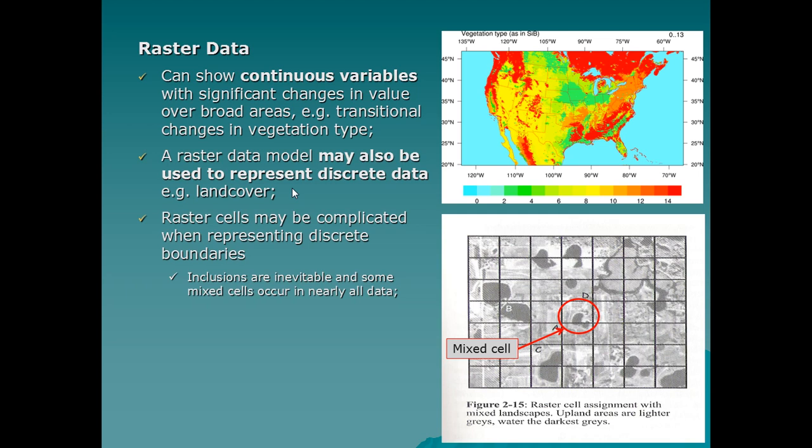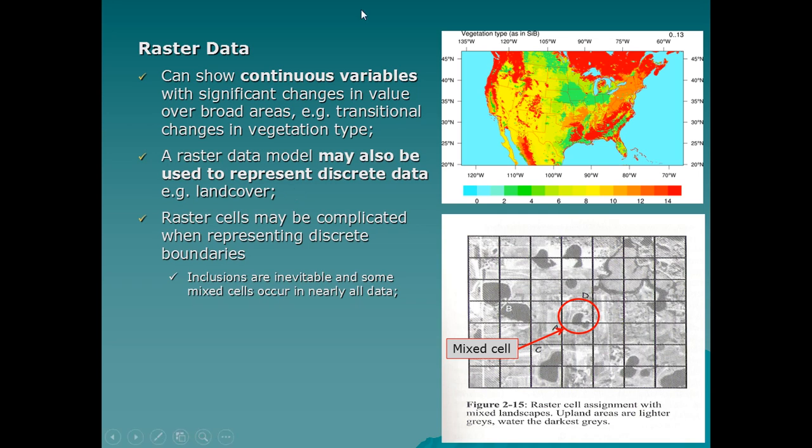Okay, so remember, vector will represent general information. However, if you want details, especially if those details change transitionally from one location to another, you would use raster.